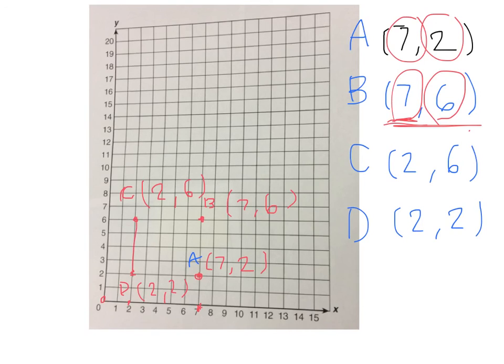Now if I connect these 4 points, what shape did I draw? Square? Rectangle? Is it a square? It's a rectangle. So on your paper you should have a rectangle.